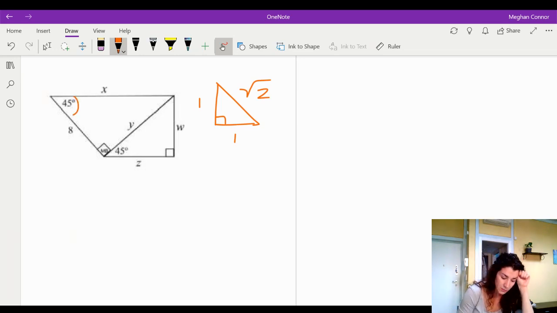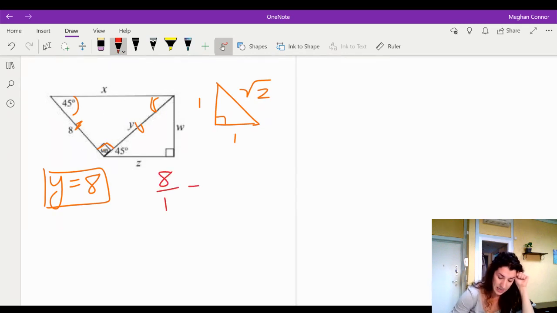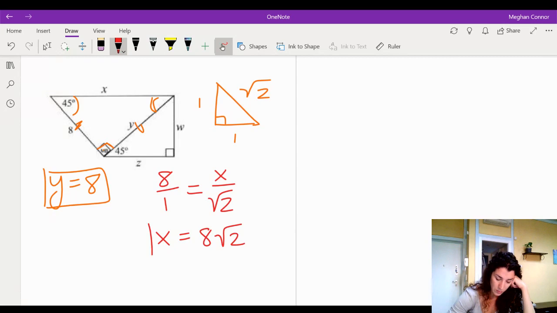Since I see that this guy is 45 degrees, I see that this guy is 90, I know that this guy must also be 45 degrees, which means I can actually automatically solve for a couple things right here. If this side length right here is 8, that means that this side length will also be 8. So I know that y equals 8 right away. Now, setting up my side lengths, 8 matches up with 1. And then x matches up, it's the hypotenuse, and it matches up with the square root of 2. Cross multiplying and solving, x equals 8 square root of 2.